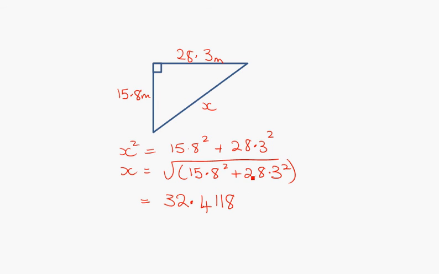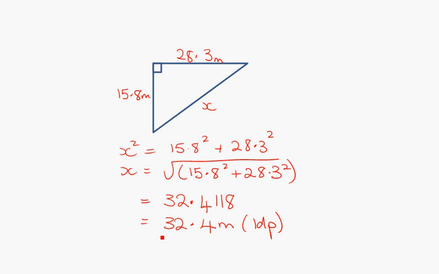Now we want to round to 1 dp because there's 1 dp in the question, so you really can't have it any more than 1 dp. So if you put 32.4 meters, 1 dp, it shows you've rounded it, and that gives us the longest side.